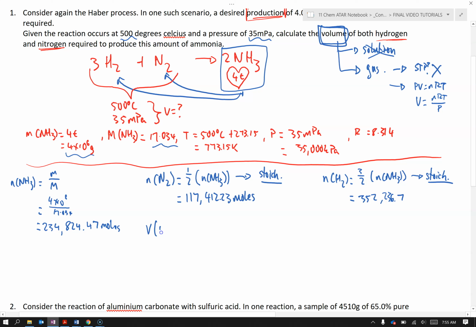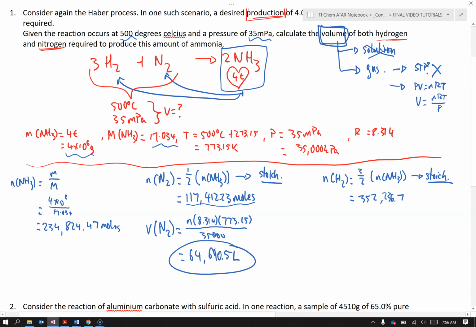Okay, so now we can calculate our volume of nitrogen really simply, really easily, right? We can just chuck in a little bit of n, which is this number here, I can't be bothered rewriting it, multiplied by 8.314, multiplied by 773.15, all of that divided by 35,000. What do I get? 64,690.5 litres of nitrogen. That's quite a lot.